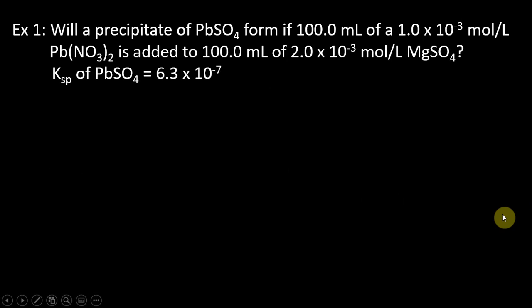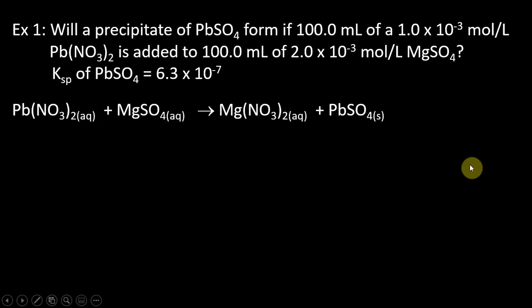The first one: will a precipitate of lead(II) sulfate form if 100 milliliters of a 1 times 10 to the minus 3 mole per liter lead(II) nitrate is added to 100 milliliters of a 2 times 10 to the minus 3 molar magnesium sulfate solution? If we mix these two solutions together, we get a reaction that looks like this. Using our solubility rules from last year, we would have predicted that the lead(II) sulfate is the solid precipitate. The problem is that these are very low concentrations.